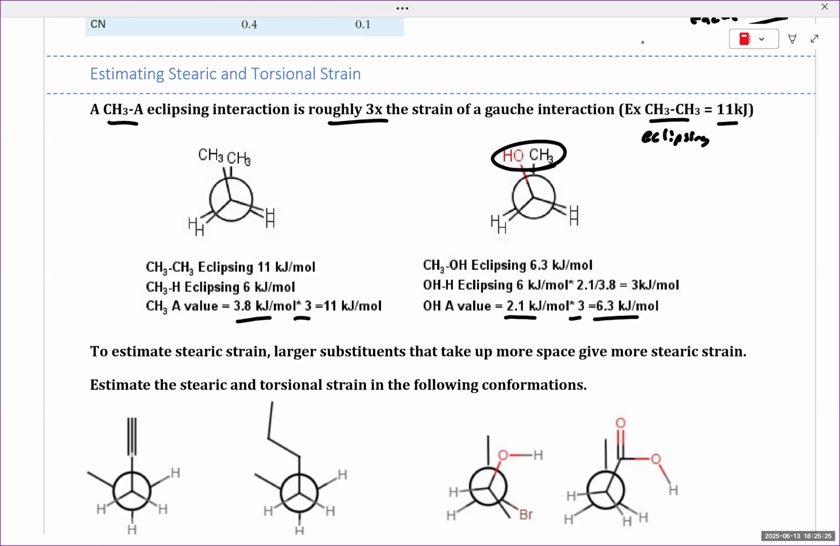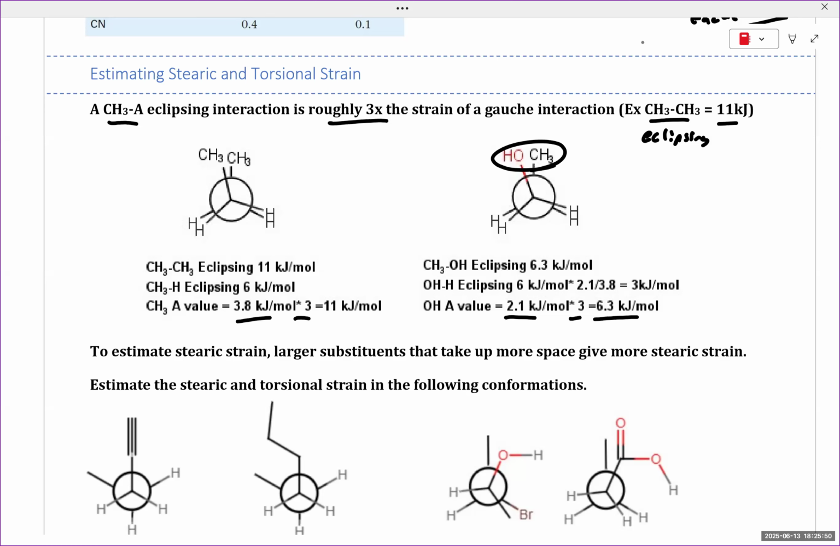Now, this is all estimation, but what I want you to start to begin to understand is that if we have a gauge for how bulky, how much steric strain a substituent introduces, we can use that to estimate the strain a substituent will introduce when it's eclipsing and when it's gauche.